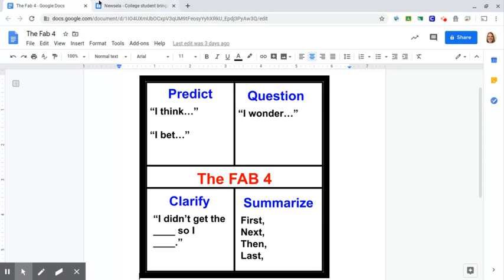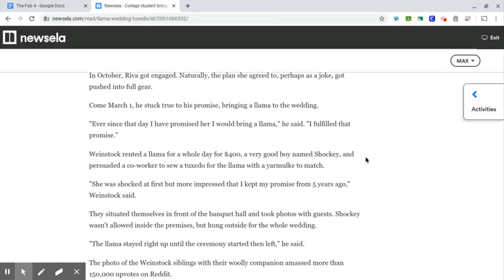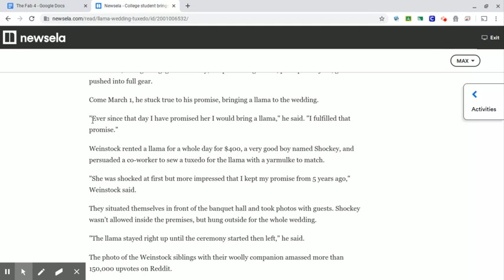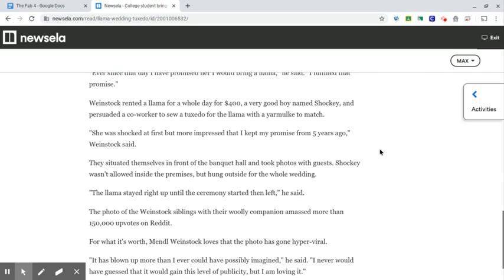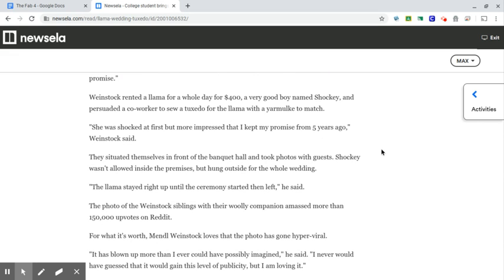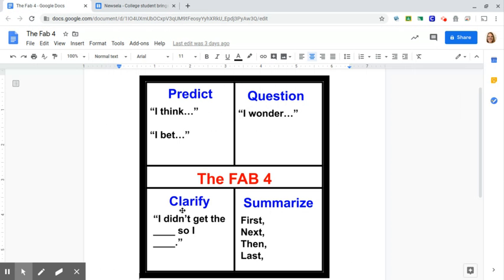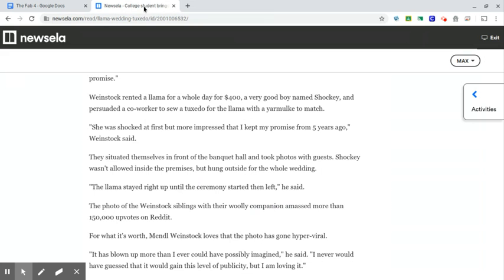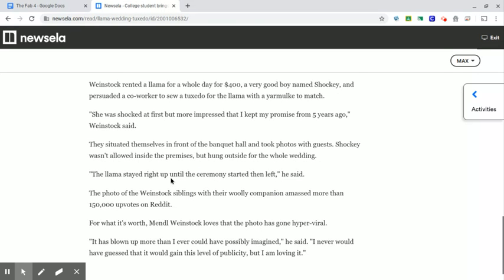Great job. All right, let's get back to the story and see if I can get some of these questions answered. Ever since that day, I have promised her that I would bring a llama, he said. I fulfilled that promise. Weinstock rented a llama for a whole day for $400. A very good boy named Shocky. Okay, so we've got one of our questions answered. We clarified down here. Excellent job. Where were we? And persuaded a coworker to sew a tuxedo for the llama with a yarmulke to match. Ah, that was my other question, was where do you even get a tuxedo the right size and shape for a llama? So a coworker made it for him.